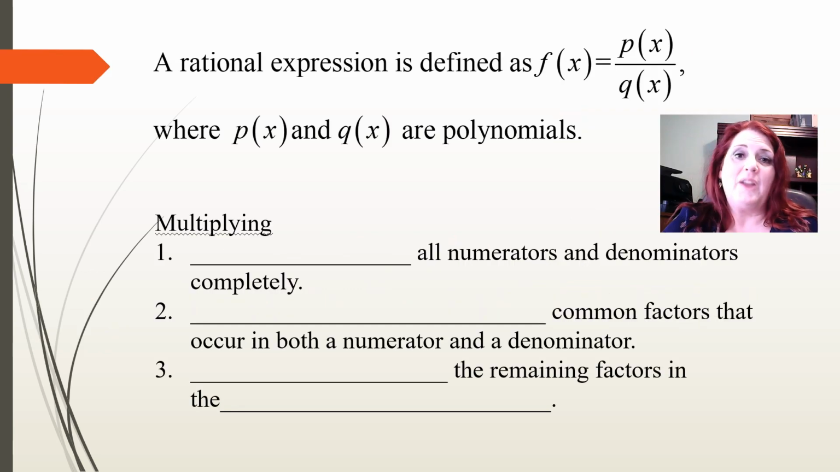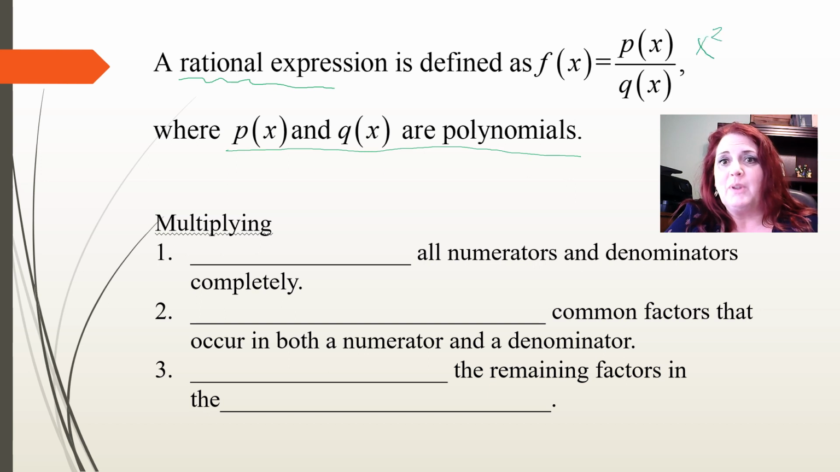So a rational expression, we should know what that is before we start doing things with it, right? A rational expression is defined as f of x is equal to p of x over q of x. What does that mean? Well, p of x and q of x are polynomials, and we worked with polynomials last unit. So these are things like x squared plus 2x minus 3 over x plus 1, something like that.